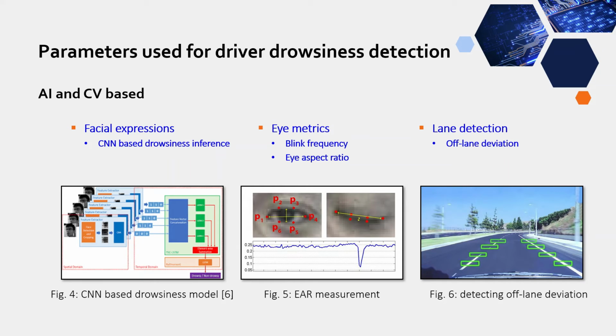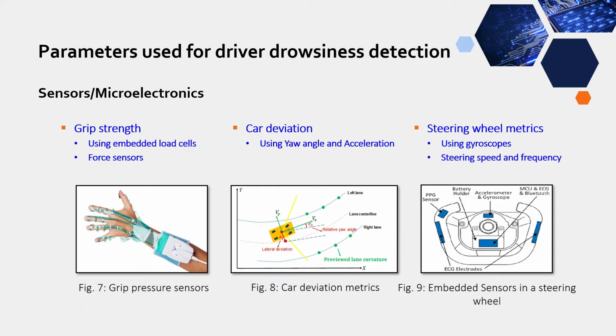Secondly, we have artificial intelligence and computer vision-based metrics, such as facial feature extraction through the usage of convolutional neural networks, eye metrics such as blinking frequency and eye aspect ratio measurement, and lane detection metrics such as off-lane deviation. Thirdly, we have sensors and microelectronic-based metrics, and these include grip strength measurements through embedded load cells or force sensors, measuring the car's deviation using the yaw angle and acceleration, steering wheel metrics such as using gyroscopes, or the steering speed and frequency.